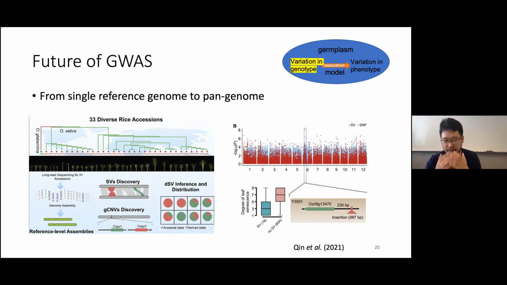I know that one publication is on the way for maize, for the NAM parents, the nested association mapping parents. They sequenced about 25 maize lines and created a pan-genome for maize. By using a pan-genome as the reference genome, we are able to detect more genetic variants to associate with the variation in phenotype.